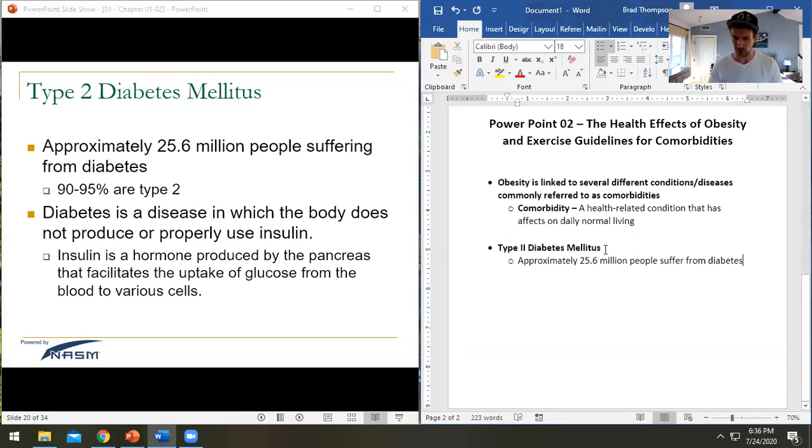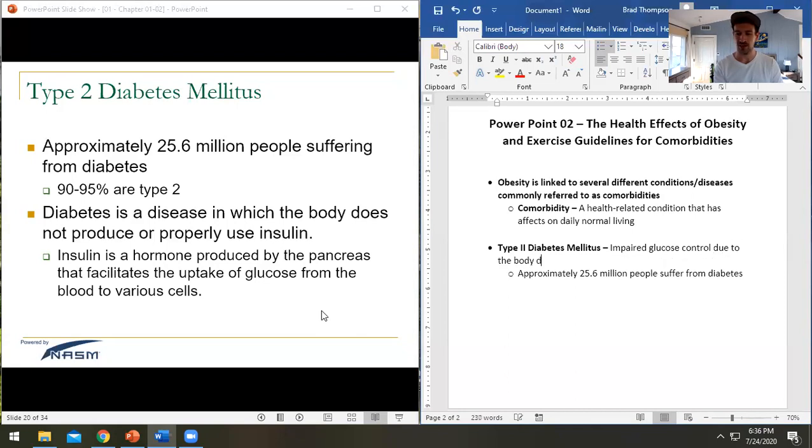And actually, you know what? I should put up here: impaired glucose control due to the body developing a resistance to the hormone insulin. So remember, insulin's job is to lower your blood sugar levels by driving sugar out of your blood and into your cells. So if you are creating enough insulin, your body's going to do that, right? Now, if you have type 1 diabetes, your body doesn't make enough insulin. So then sugar stays in your blood and makes you ill and you get sick, right? In type 2 diabetes, insulin just stops working.